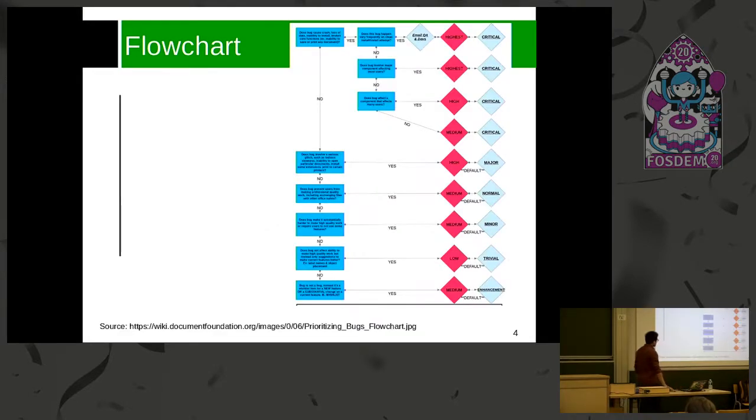Yeah, so this is basically the workflow we have been using in QA since the project started.